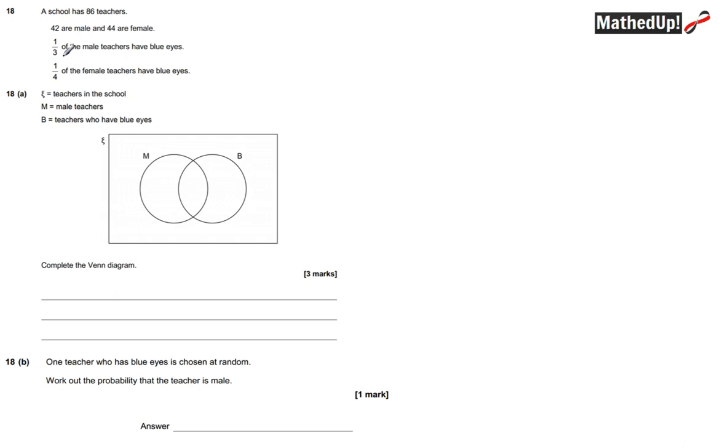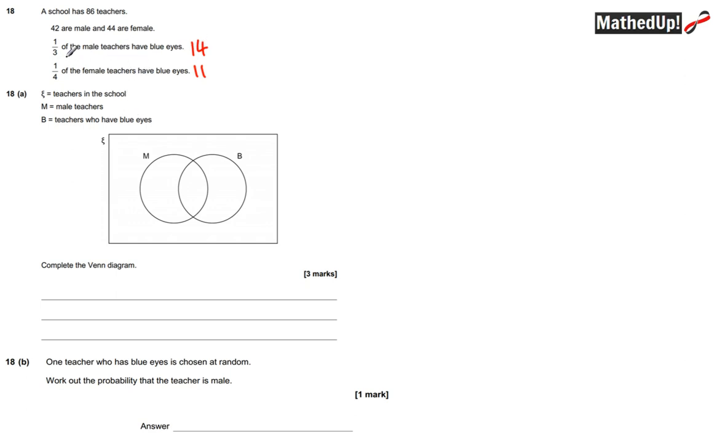Okay, so first of all, if 1/3 of the male teachers have blue eyes and there's 42 male teachers, we need to do 1/3 of 42, and that tells us that there are 14 male teachers with blue eyes. Similarly, over here, a quarter of the female teachers have blue eyes, so we need to do a quarter of 44, which is 11. So that's 11 of the female teachers have blue eyes.